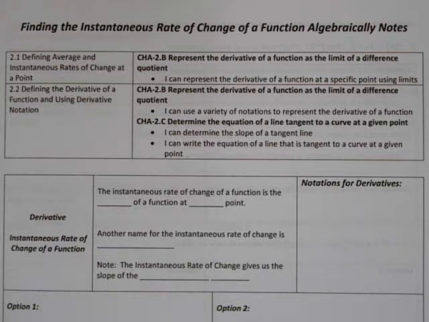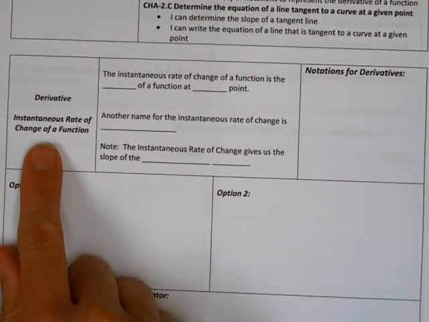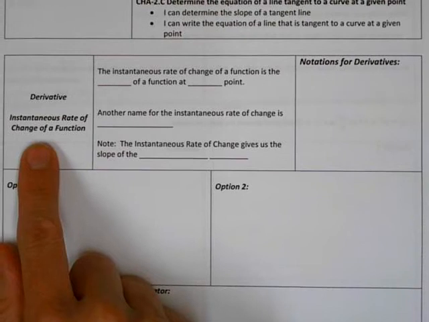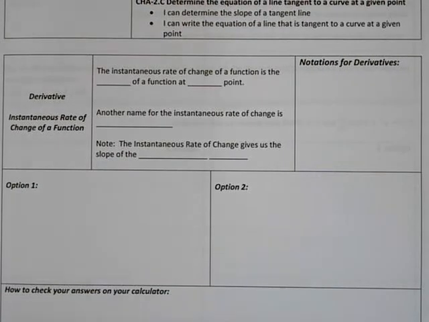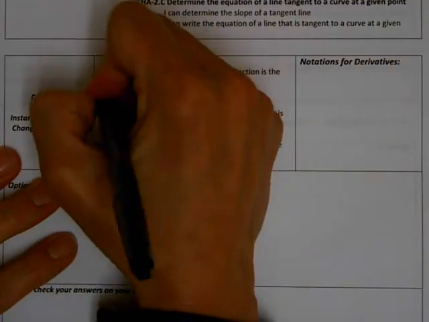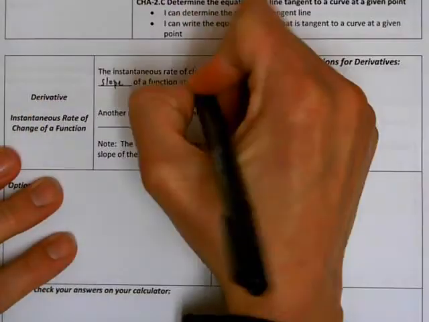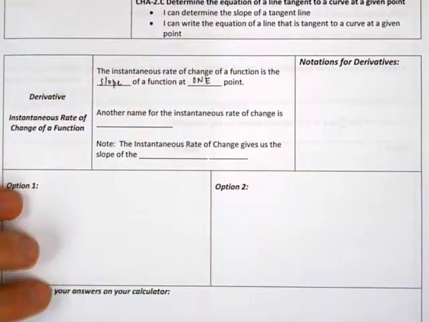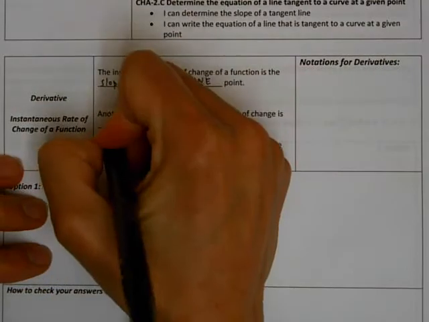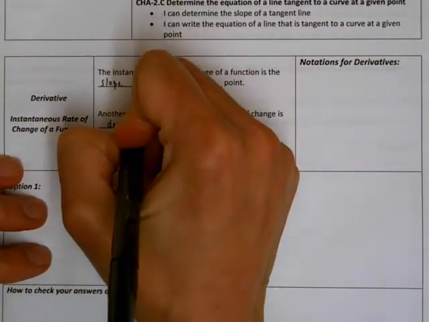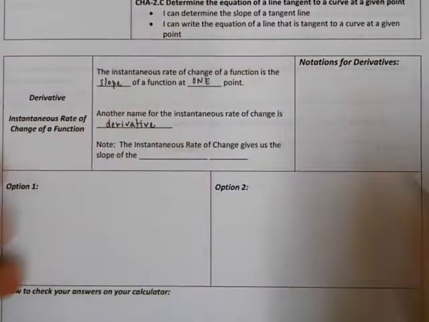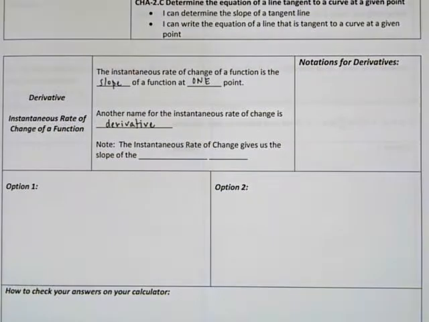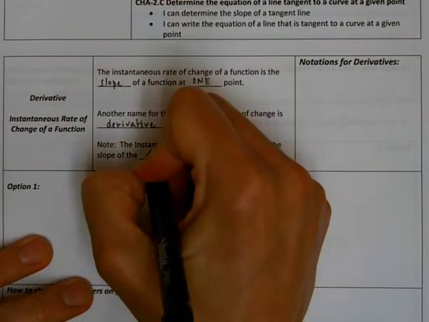So the new vocabulary we had was instantaneous rate of change of a function, which we're also now calling the derivative. And so the big idea here is that the instantaneous rate of change of a function is the slope of a function at one point. Okay, and another name for that instantaneous rate of change is the derivative. Now, we have a note here that instantaneous rate of change, or what we're calling the derivative, gives us the slope of the tangent line.